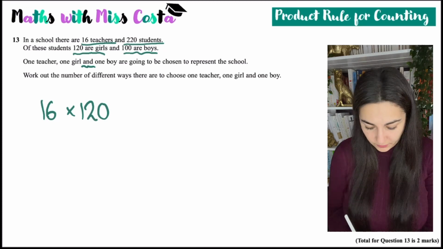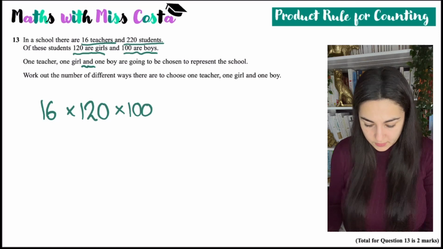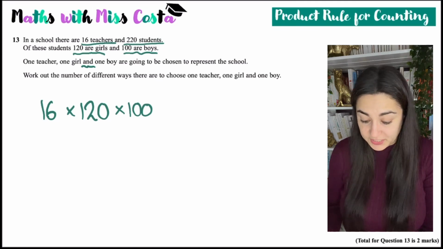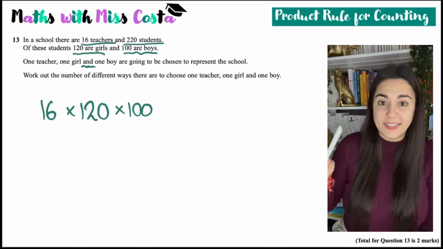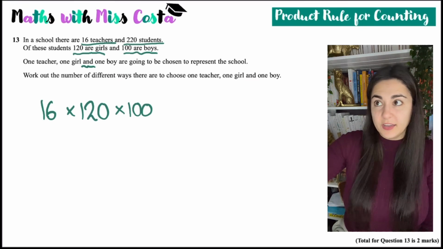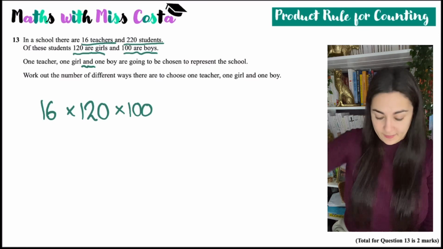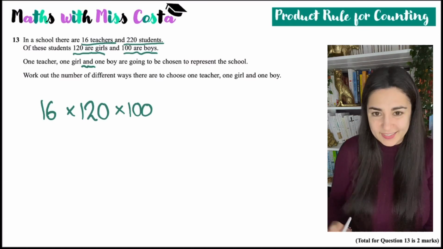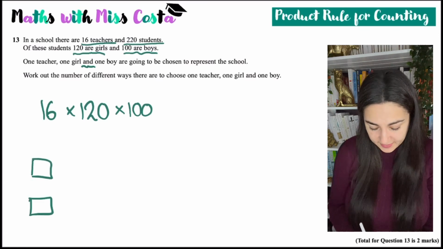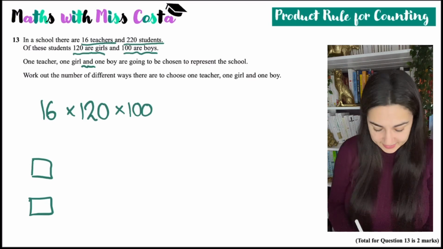And we've got 100 boys. So we want to figure out how many different ways there are to choose one teacher, one girl and one boy. Basically, if we had 16 teachers, each individual teacher could be paired with each of the 200 girls. Let's say it was 2 teachers, just to make it easier, or just imagine 16 teachers going down.